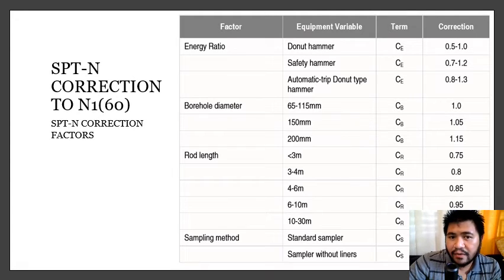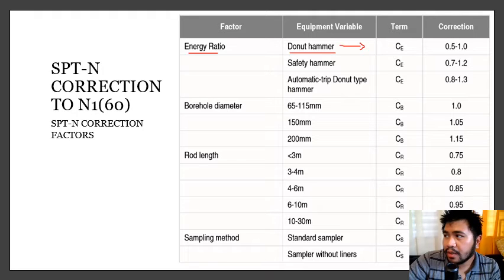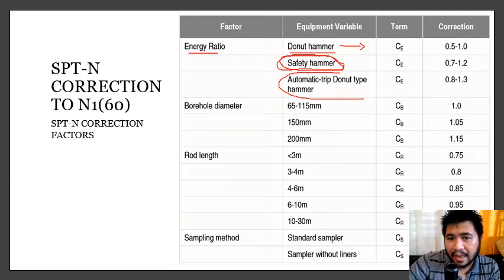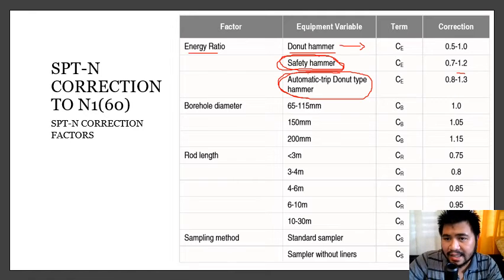So for the energy ratio, the donut hammer is the manual method of dropping your hammer to advance your SPT sampler. Safety hammer, basically you have a pulley that assists in the dropping of your hammer. And then finally, you have your automatic donut type hammer, which is a machine operated hammer, and it has the highest efficiency.